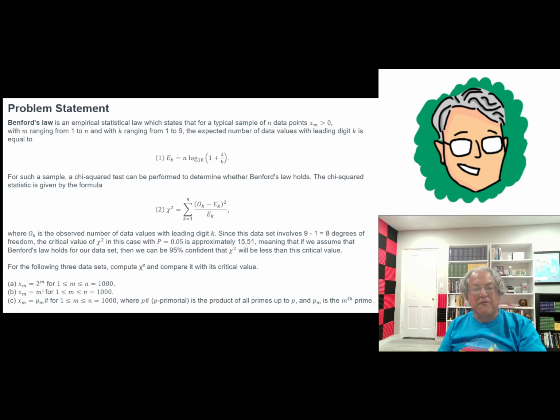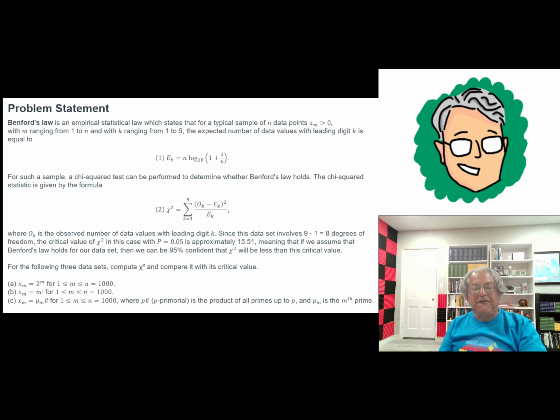We have 8 degrees of freedom because the number of degrees of freedom is always one less. This is a one-dimensional data set, a linear list. It only depends on one parameter, namely k, the digit, which can vary from 1 to 9. And since there are 9 possible digits, we subtract 1 from that. That gives us the number of degrees of freedom of our data. We have 8 degrees of freedom, and you can look this up. With 8 degrees of freedom and p-value 0.05, the critical value of the chi-squared statistic is 15.51.